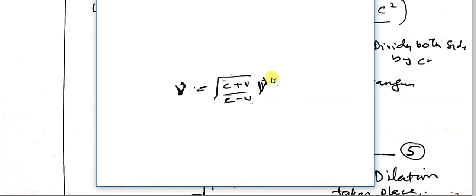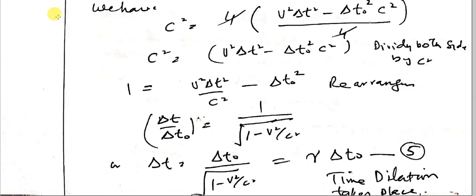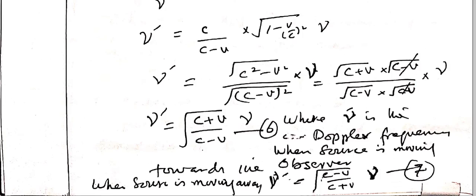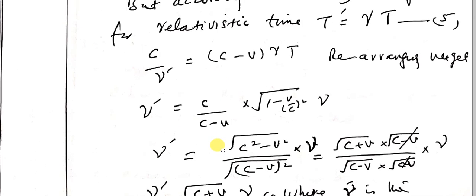So that is the Doppler effect in the special theory of relativity. With this we reach the end of the topic. Thank you.